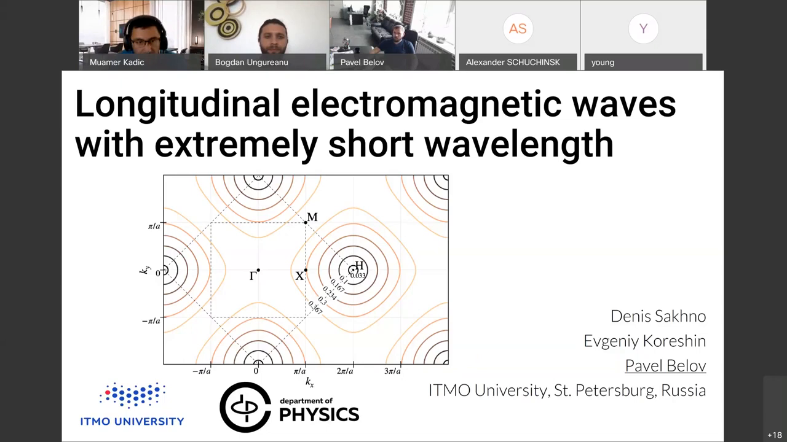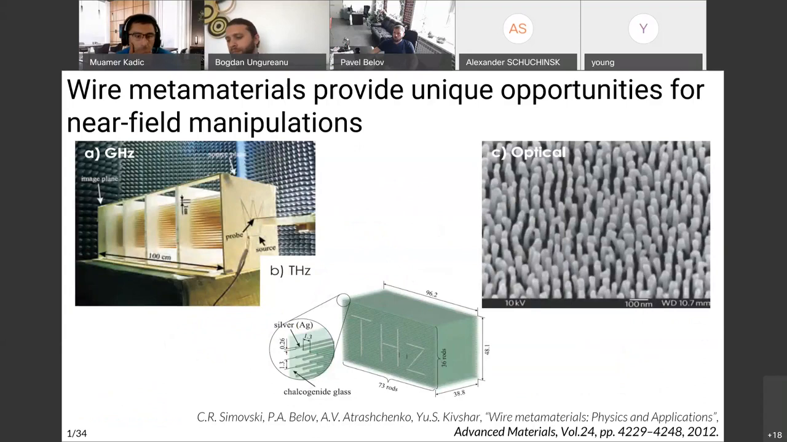via medium. Most of us know, but I would like to remind, that there is a special class of metamaterials, so-called wire metamaterials. These are media made of wires, and the wires can be microwave wires, with centimeter radius. It can be smaller wires for the terahertz range with smaller radius. It can be nanowires for the optical range. And actually this kind of metamaterials is still full of surprises.